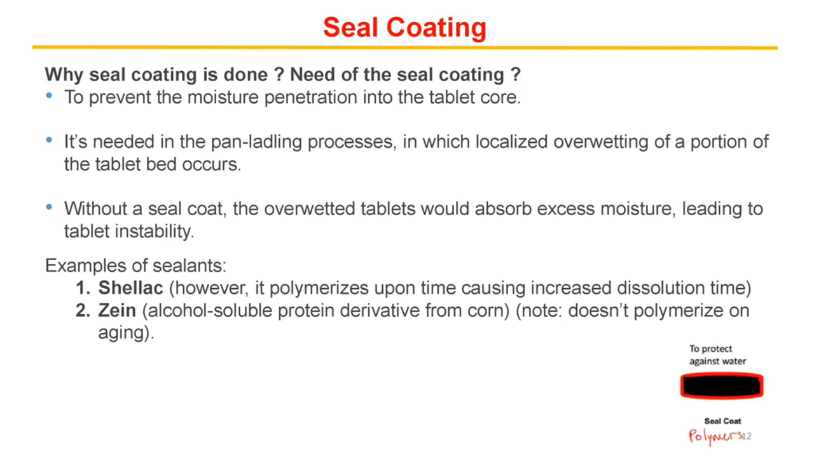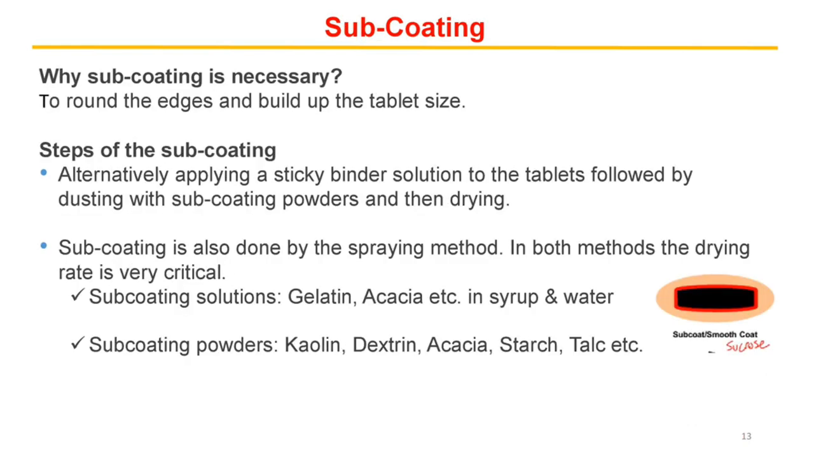Examples of sealants: 1. Shellac, however, it polymerizes upon time, causing increased dissolution time. 2. Zein, an alcohol-soluble protein derivative from corn; note, it doesn't polymerize on aging.